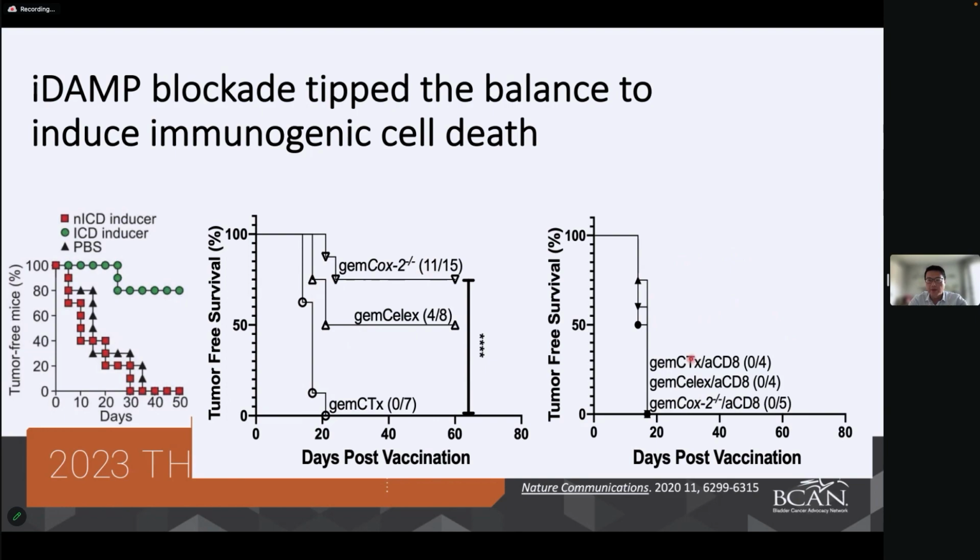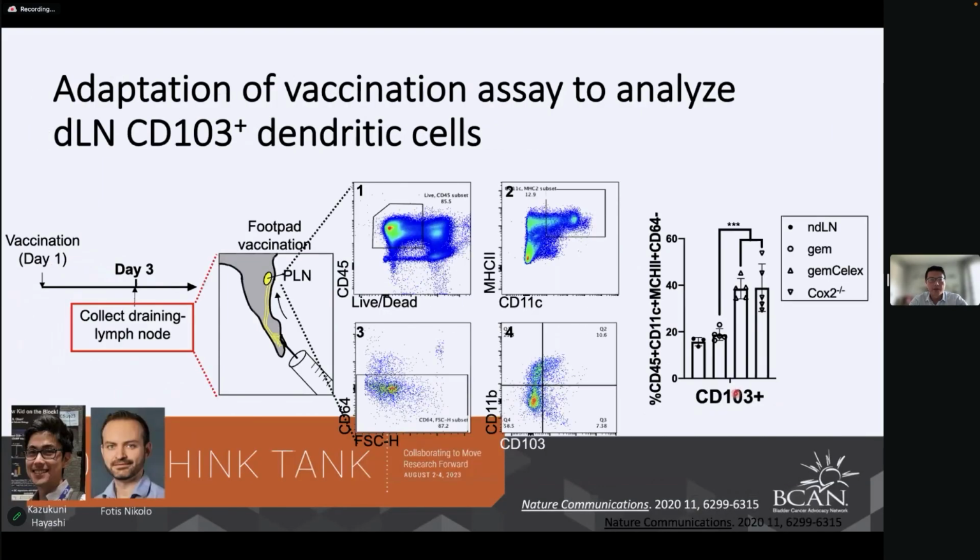And we also found that this is T cell dependent. When we deplete CD8 positive T cells, this phenomenon is abrogated. And I just want to show you that this is dendritic cell dependent. Due to the time, I just show you that we adapted a footpad assay where we can detect these dendritic cells in the draining lymph node.